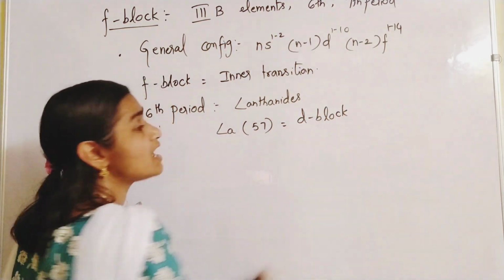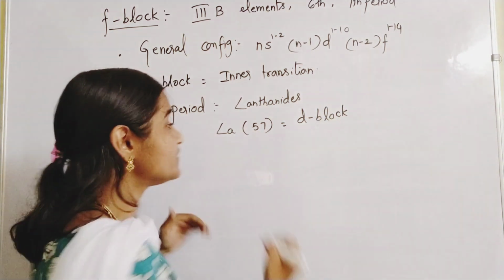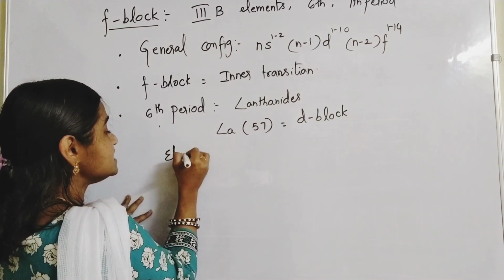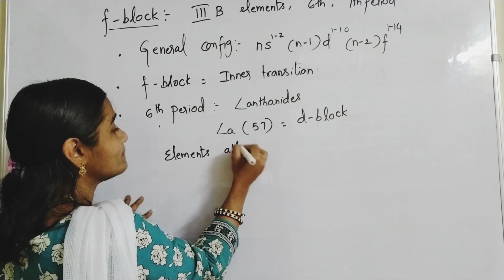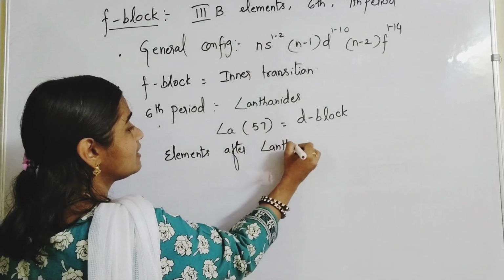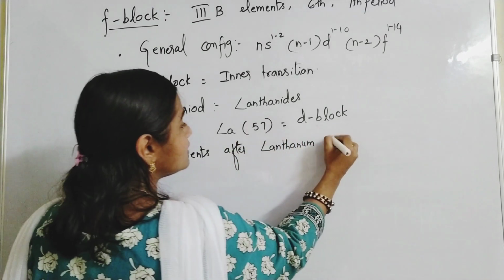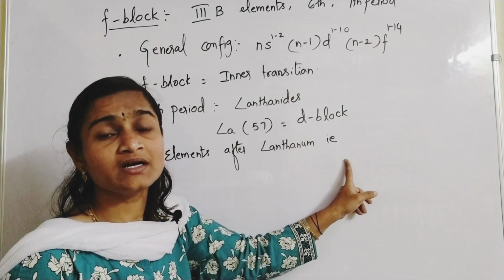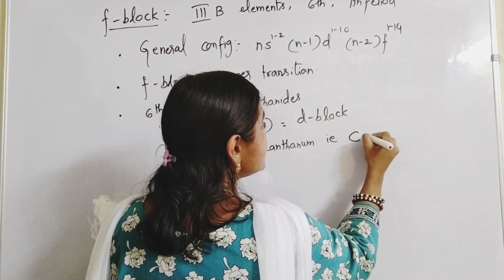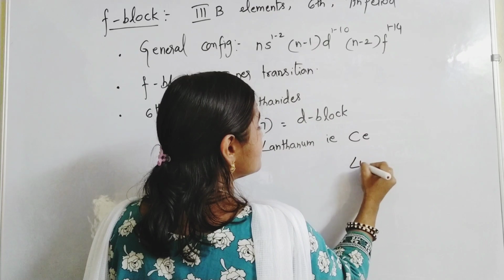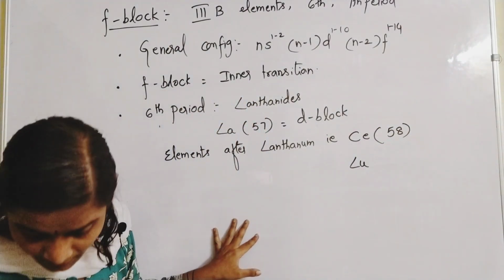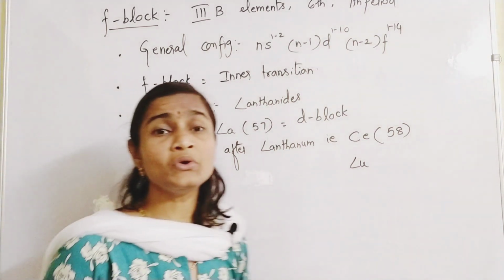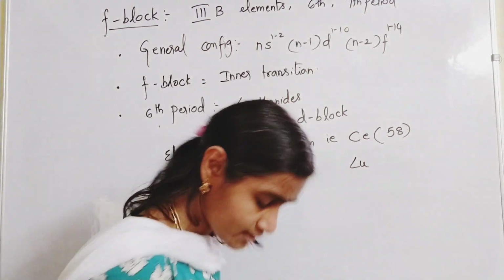But the elements after lanthanum, that is from cerium to lutetium. Please remember, elements after lanthanum, that is from cerium to lutetium. Cerium has atomic number 58.